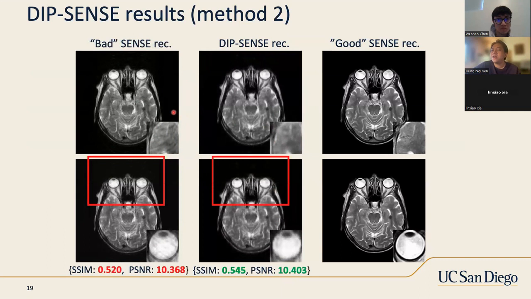A similar effect can be observed in the deep SENSE results for method 2, which has aliasing. As you can see in the baseline reconstruction here, there are a lot of aliasing artifacts, but these have been completely removed thanks to deep learning. And we have reported an increase in both the structural similarity and the peak signal to noise ratio.